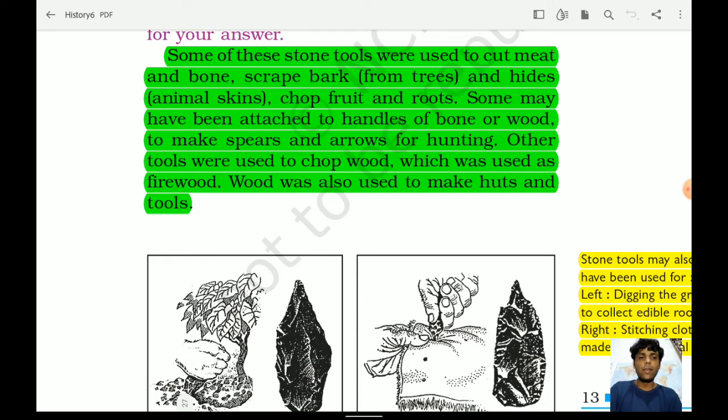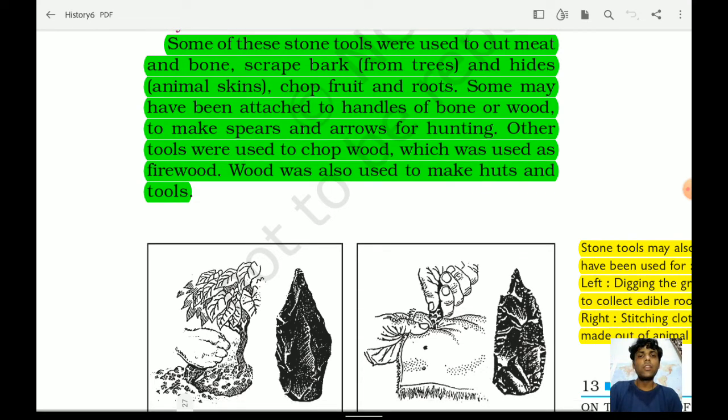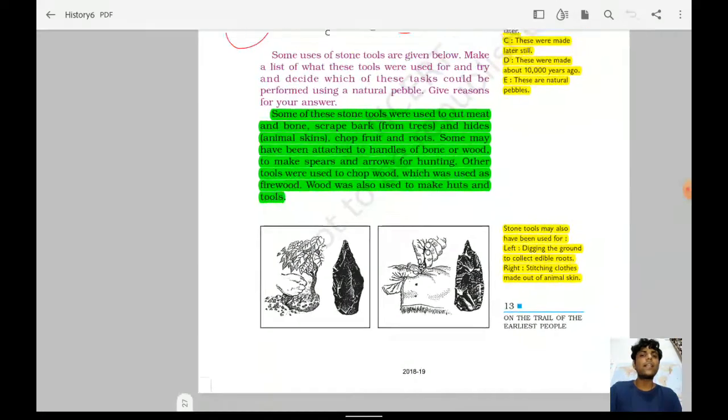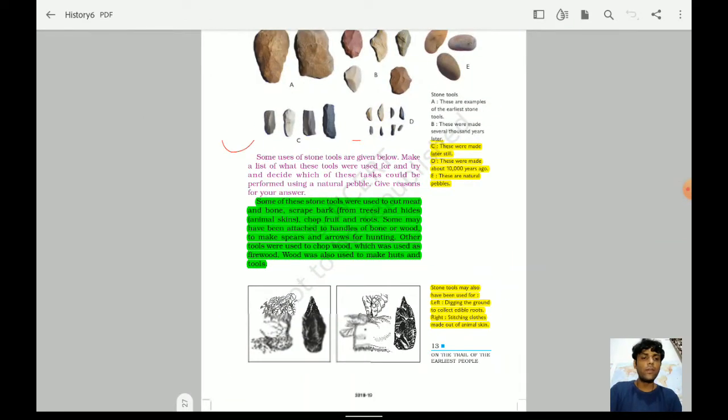So they may have understood the use of charcoal or the use of wood, and how to use fire, how to convert that wood into firewood, right? Wood was also used to make huts and tools. As we move ahead, we will understand that they understood the importance of making houses, and how they could use the wood for making houses and huts.